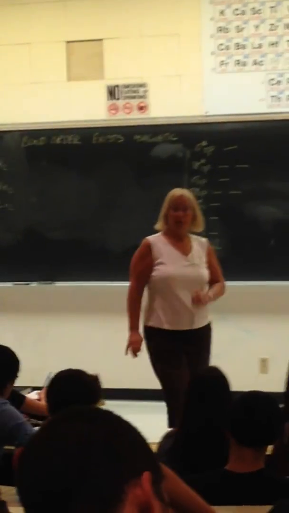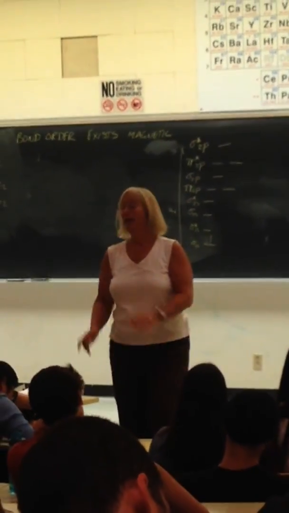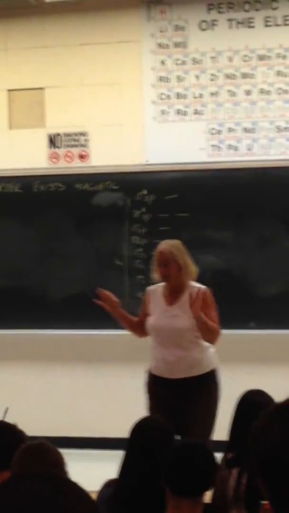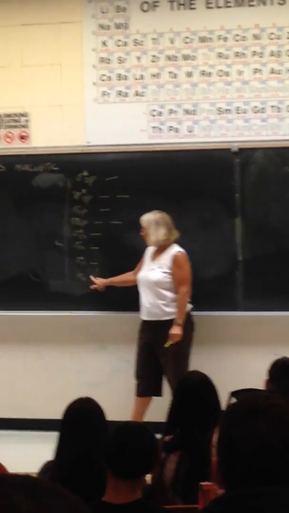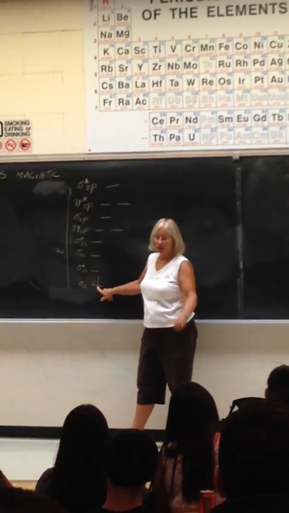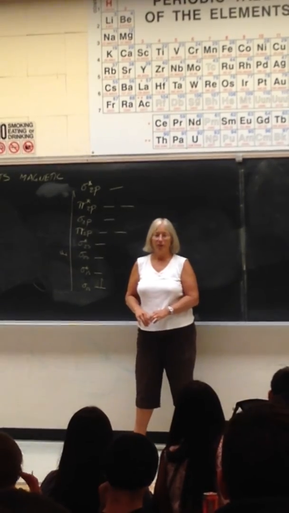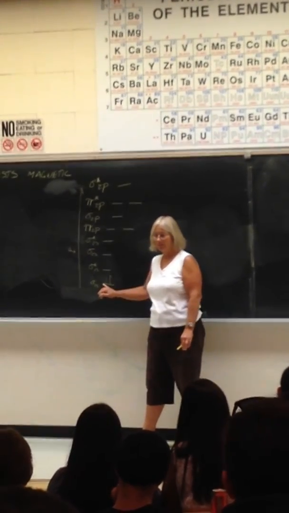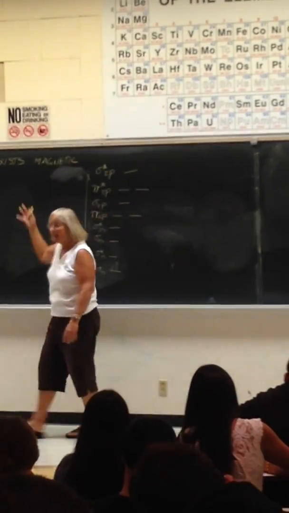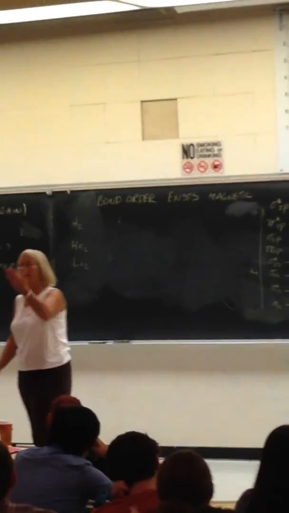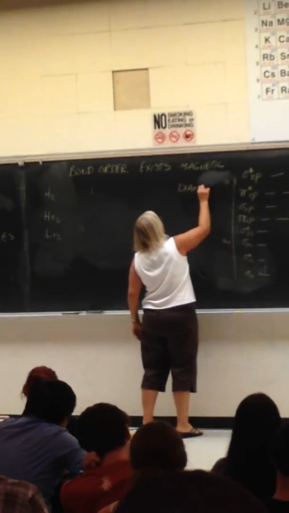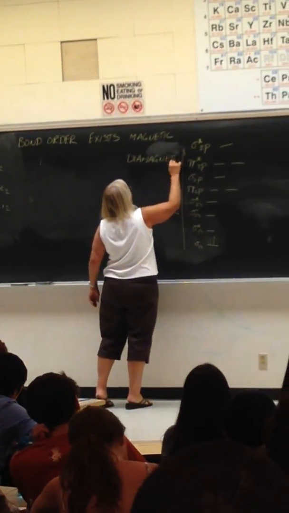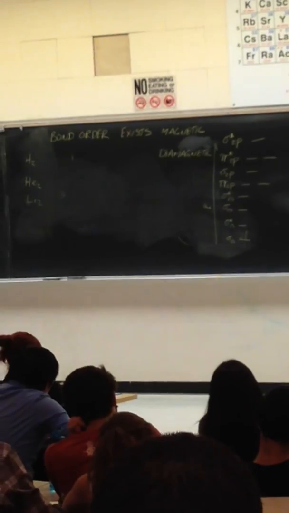A moving charge generates a magnetic field. Physics, just accept. Any moving charge generates a magnetic field. So this electron is spinning, pick your choice, clockwise. This one is spinning counterclockwise. Their magnetic fields cancel each other. Does that make sense? So this thing is not magnetic. And the way you say not in science is you say dia. So you would predict that H2 would be diamagnetic, not magnetic.